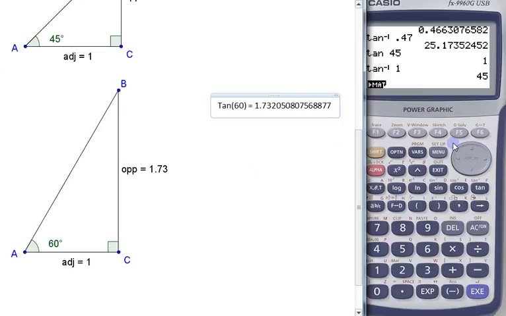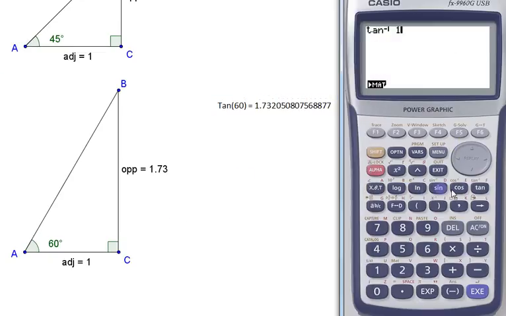And then on the calculator, we're looking at tan of 60 degrees would be, again, the same value. And if we did shift tan to get second function of 1.73, that should give us about 60 degrees. Okay, so that's how to use the inverse tan function in OneNote and on a calculator.